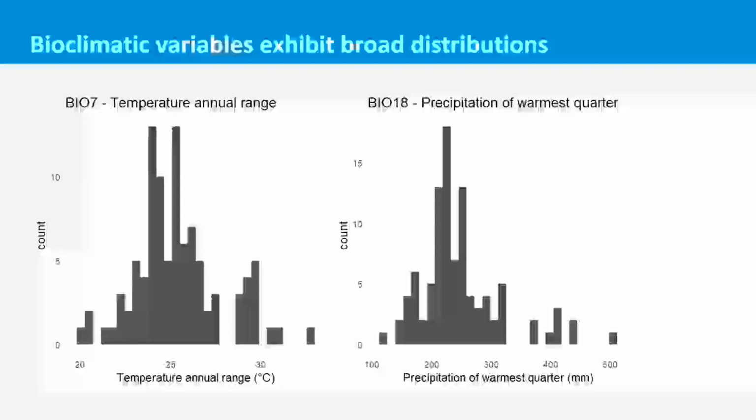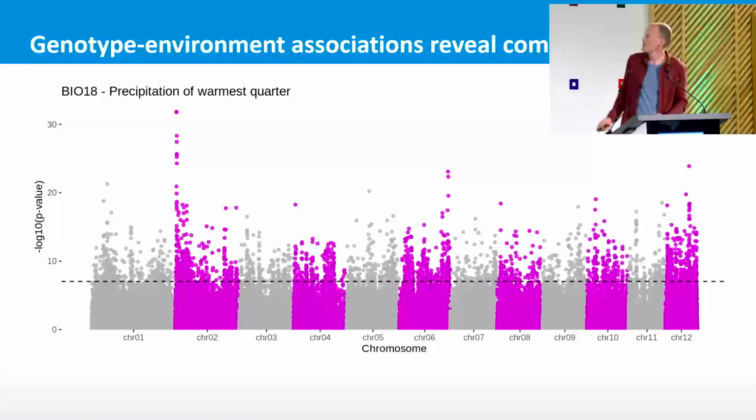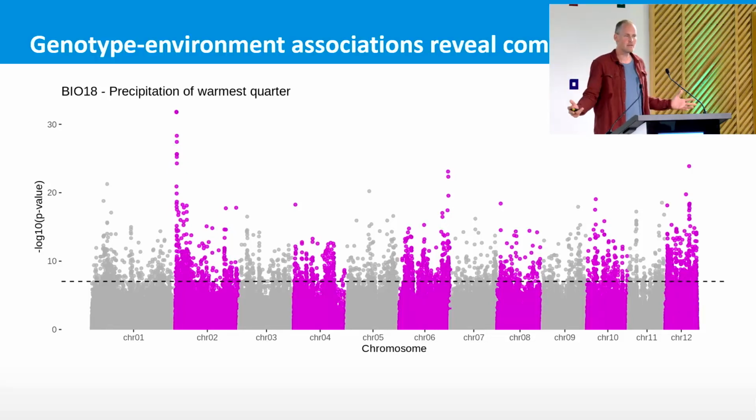So I would like to show you a genotype environment association exemplified by the precipitation of the warmest quarter. What I'm showing is the association, the minus log10 p-value, of our 500,000 unlinked SNPs across the 12 beech chromosomes, and the association with precipitation in summer. And you see that there are many significant associations across all chromosomes. So across the entire genome, we have thousands of significant associations, which indicates that local adaptation has a highly complex genetic architecture, which makes perfect sense from an evolutionary point of view. And this is true also for other bioclimatic variables. So it seems that adaptation to average climate variables depends on many small effect loci scattered across the genome.